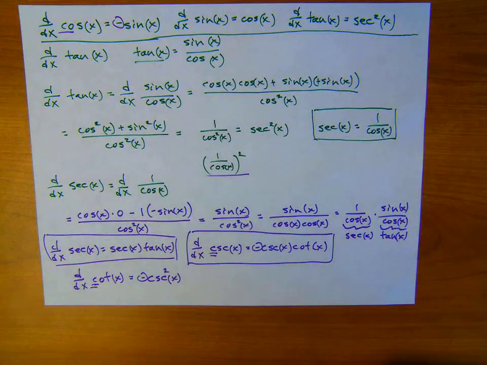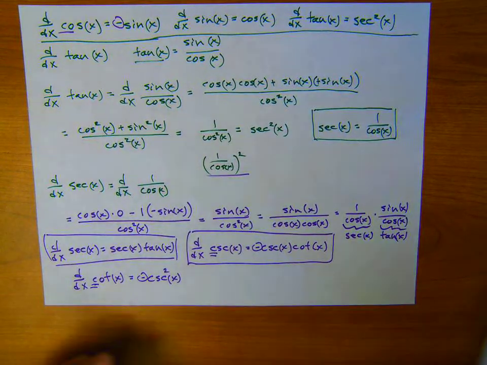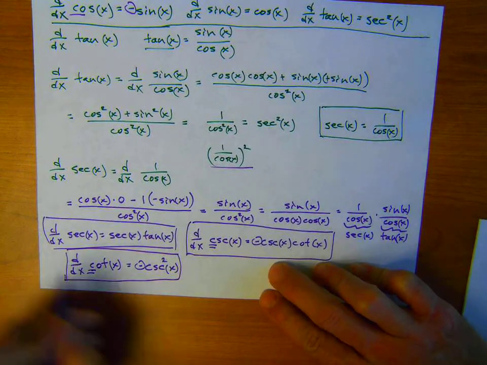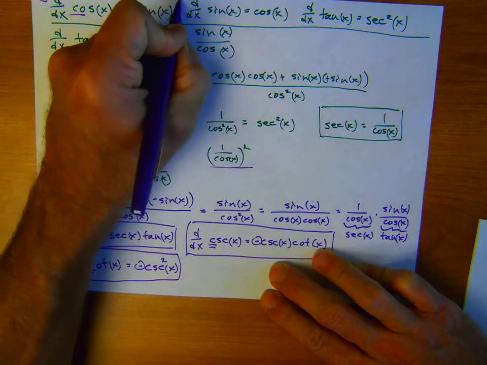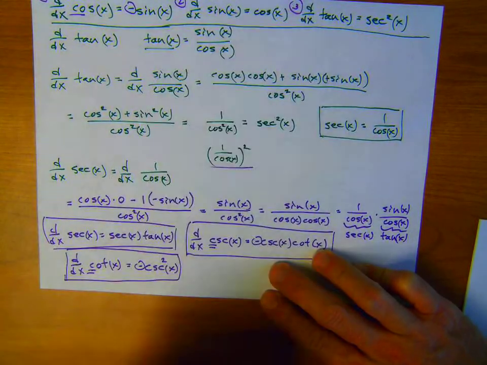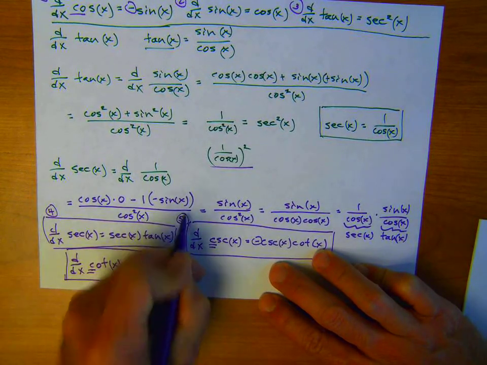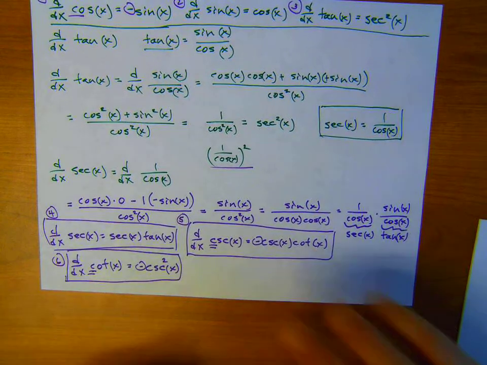Okay, let's just see a couple of examples using these results. So there's 6 here, a total of 6 that you will need to know. So 1, 2, 3, the 6 basic trig functions. You should know the derivatives of them.